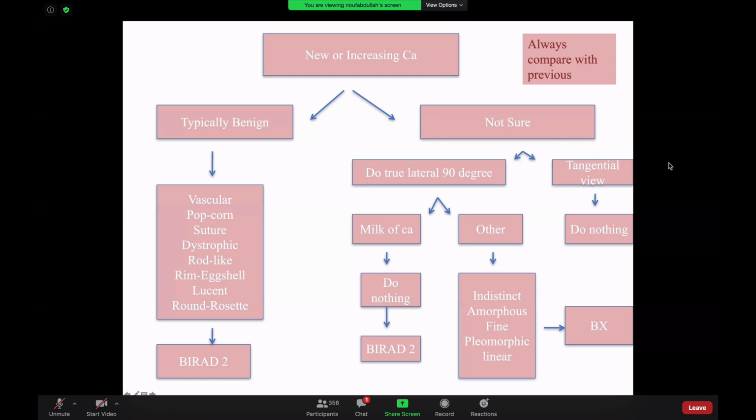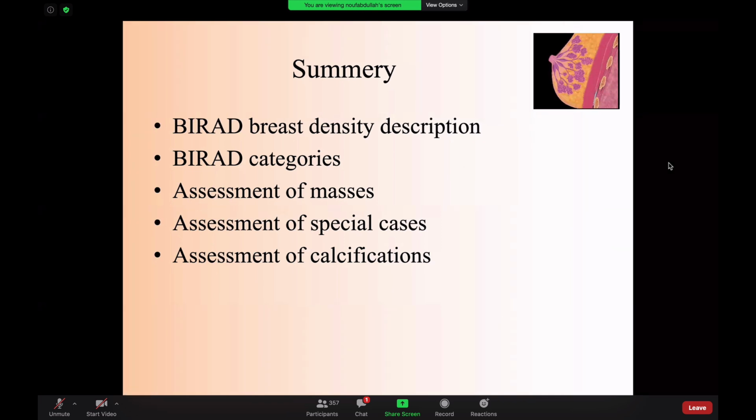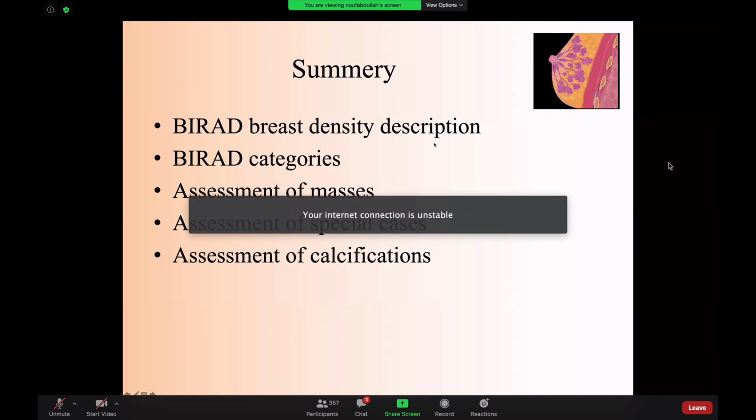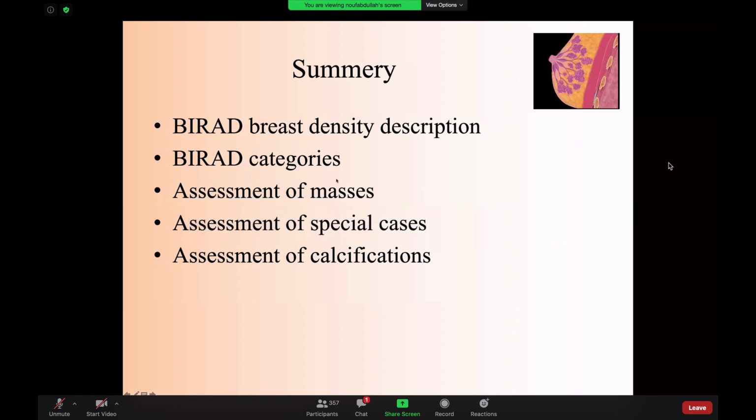On ultrasound, if there is nothing, you will need to go back and do a stereotactic guided biopsy. So this is your summary, guys. In this lecture, we learned about breast density. You learned about the BI-RADS categories. We talked about breast masses. We talked about special cases, including architectural distortion, dilated duct, asymmetry spectrum, and we talked about assessment of calcification. So this is what you need to know about mammography.